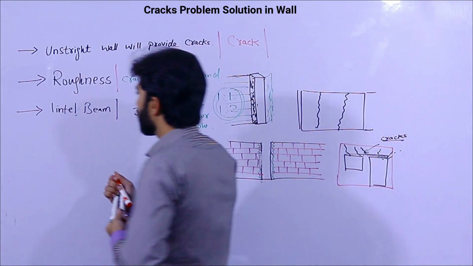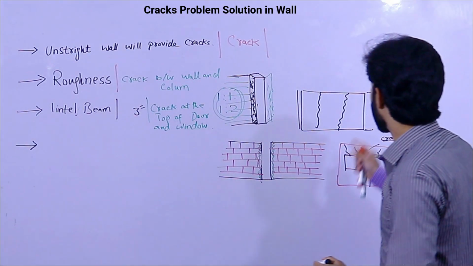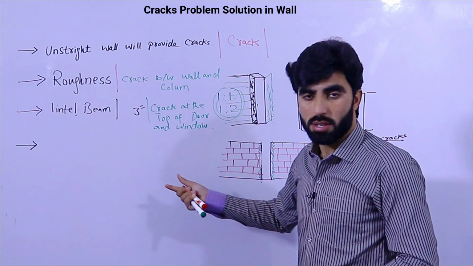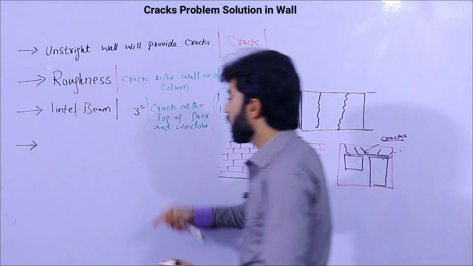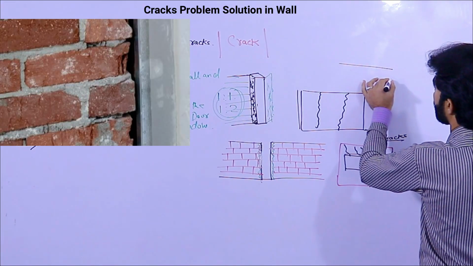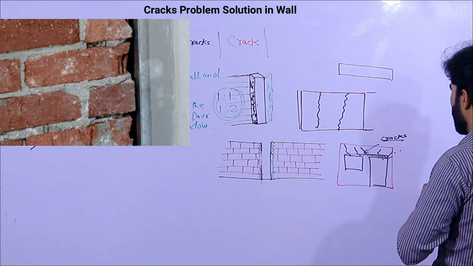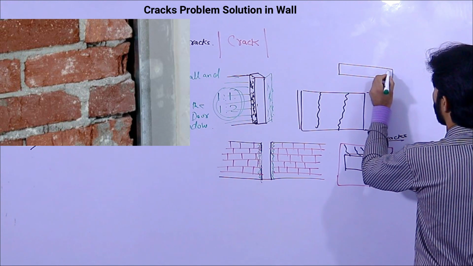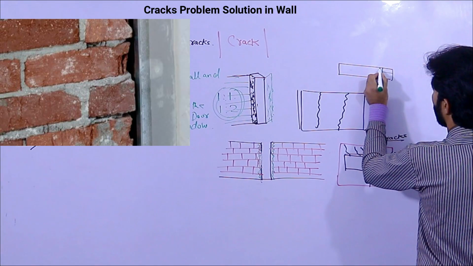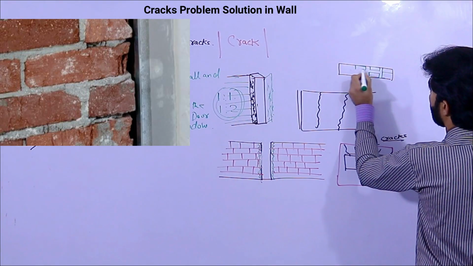The fourth point is especially how to avoid the cracks. You will never see cracks if there is no space gap. Sometimes, as you can see, this is a wall from the top. Here you can see these are bricks and this is the other brick. Between the bricks there is a gap.